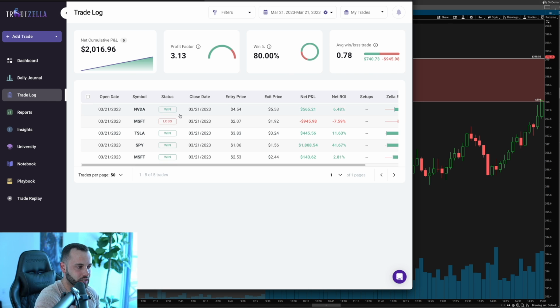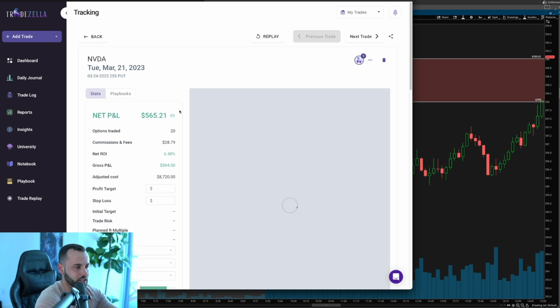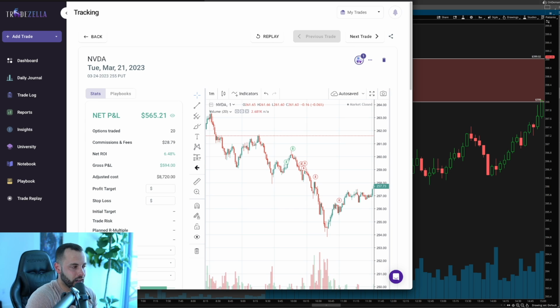So if we jump over here to NVIDIA, I'm going to go ahead and click on TradeZella here. On this trade, I made about $565, had about 20 contracts, made about a 7% return, 594 gross P&L, and this was textbook break and retest. This was the bread and butter strategy. This is what I look for on a daily basis, and this one was very clean.